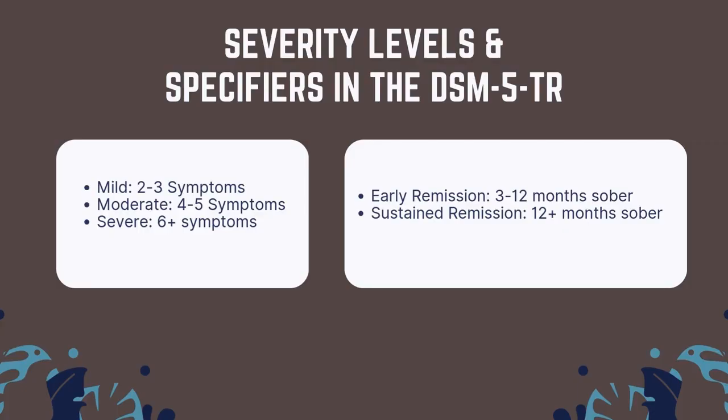So I might say something like moderate alcohol use disorder in sustained remission. And that would be the diagnosis that I would give to note in their chart that this is in their past, but they're still dealing with the effects of it right now. So let's talk about why this might matter here.